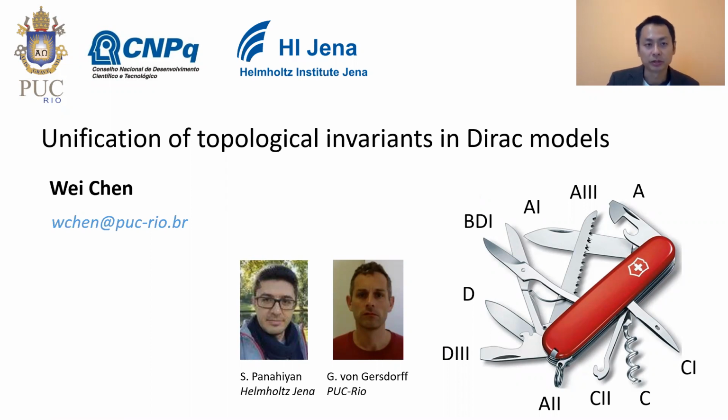So today I would like to share with you our recent work about the unification of topological invariants in Dirac models. So essentially what we're proposing is some kind of a universal tool, just like the Swiss pocket knife, a single formula that can work for any topological invariant in any dimension and any symmetry class. And this work is in collaboration with Shaoran Panatian in Helmholtz Institute in Jena, and also Professor Gerald von Gestorff in PUC-Rio, who is a high-energy physicist, my colleague, who did most of these calculations.